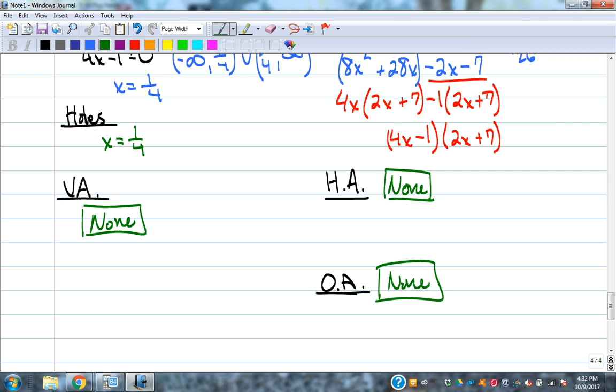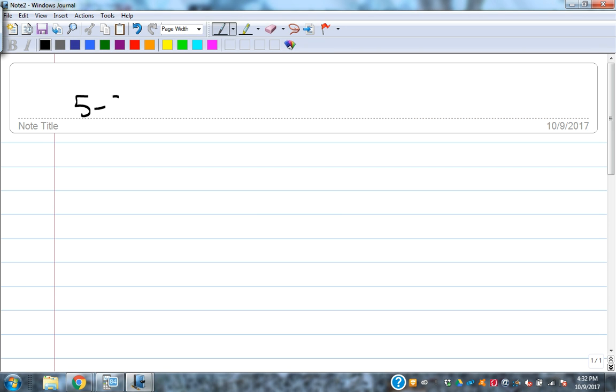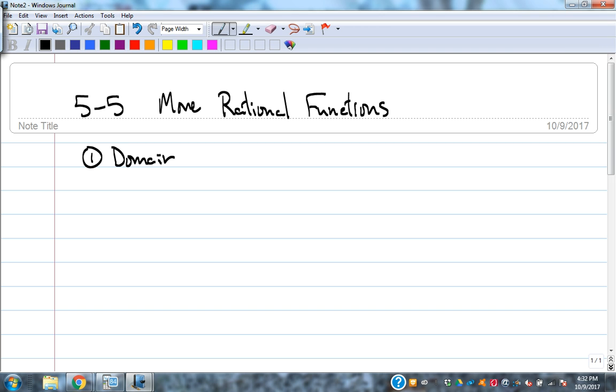So section 5.4 is about the domain, the asymptotes, all of that. That's its focus. And now section 5.5 is just titled More Rational Functions. So we're just going to add some stuff to that. We're going to do all of the same stuff. We're going to find the domain. We're going to simplify. Inside of that, we'll find the holes that exist. We're going to find the asymptotes.